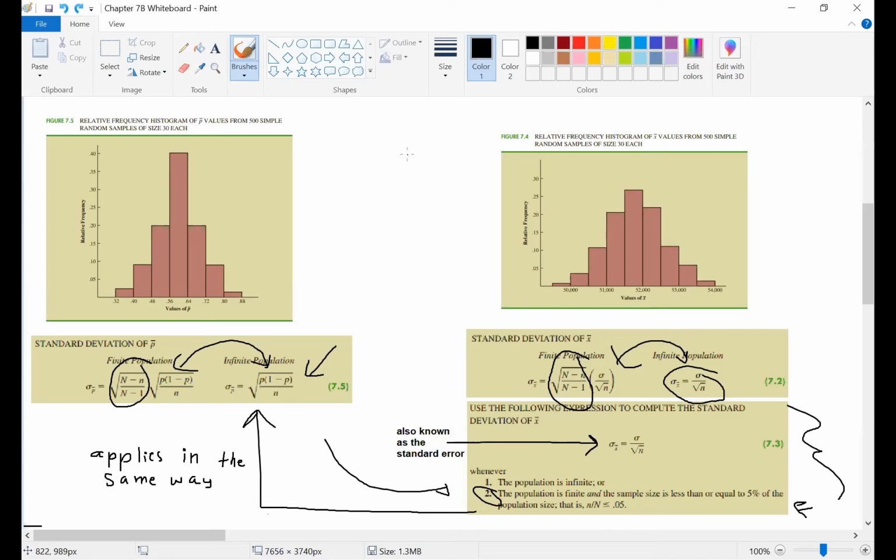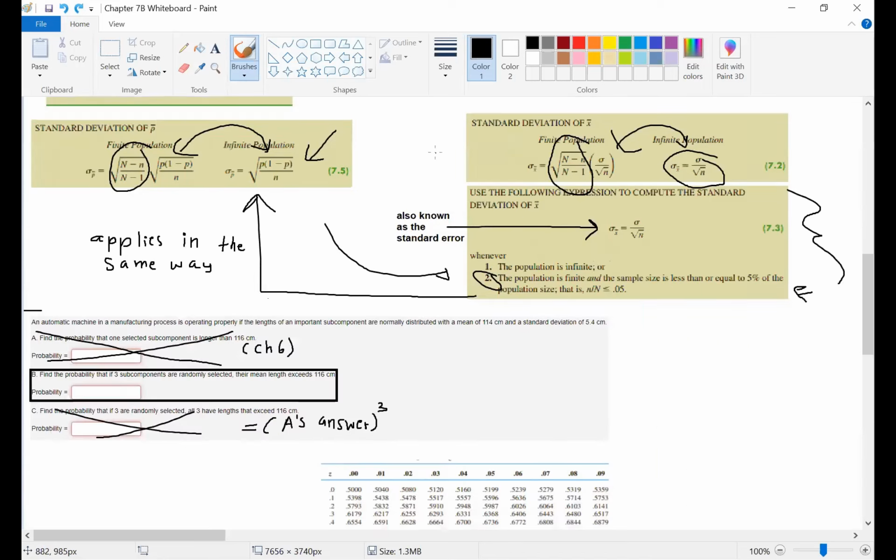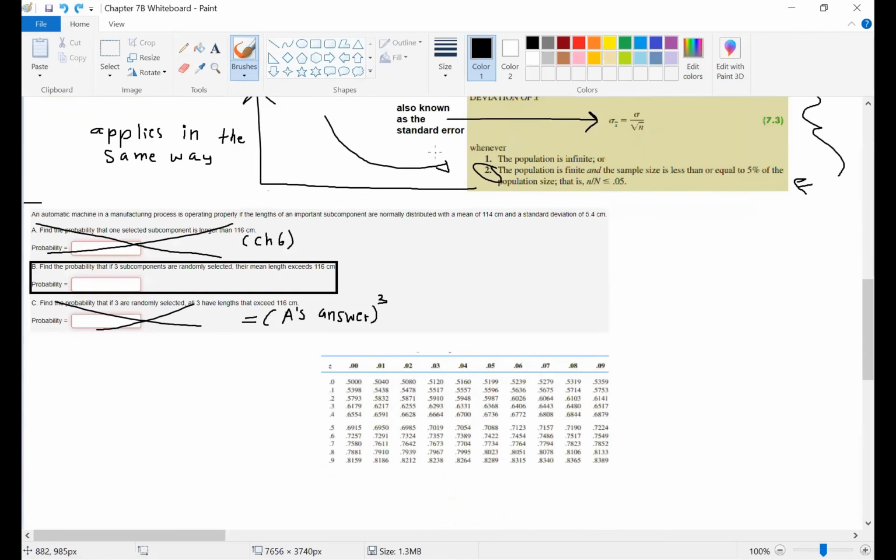I know it's a lot to write down. Is there anyone who needs more time to write stuff? All right. Let's move on to some examples.